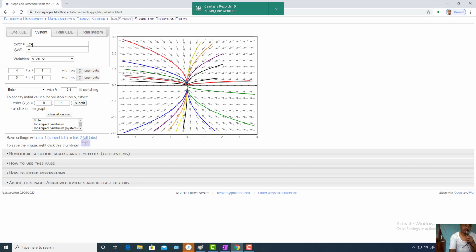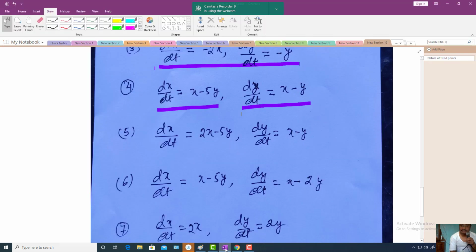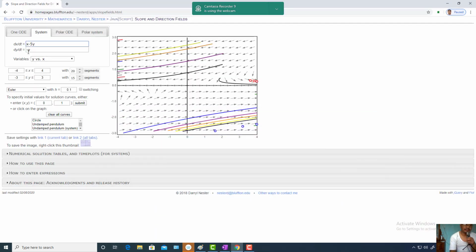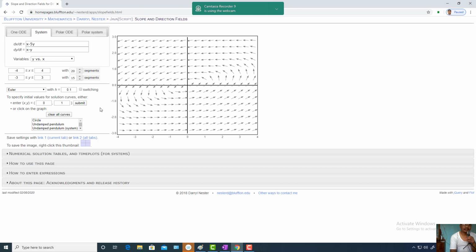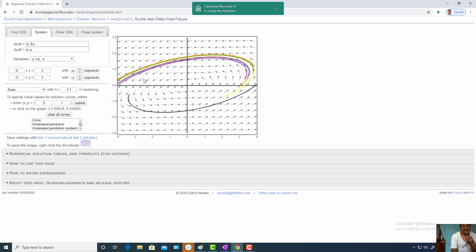In this case, the first one is x minus 5y. Then the second one is x minus y. What happened then? Yes, see, this is the case. This is the direction field, and let us see what the curve is.